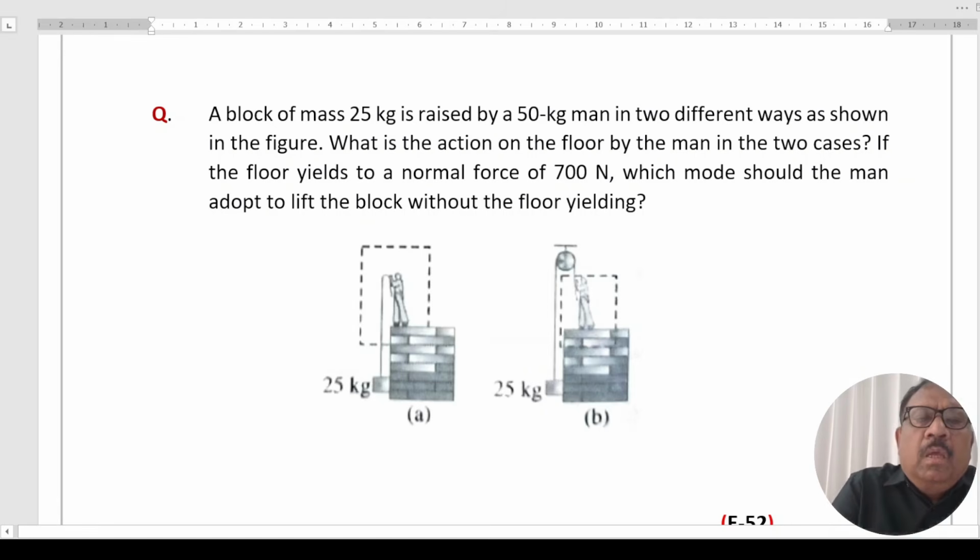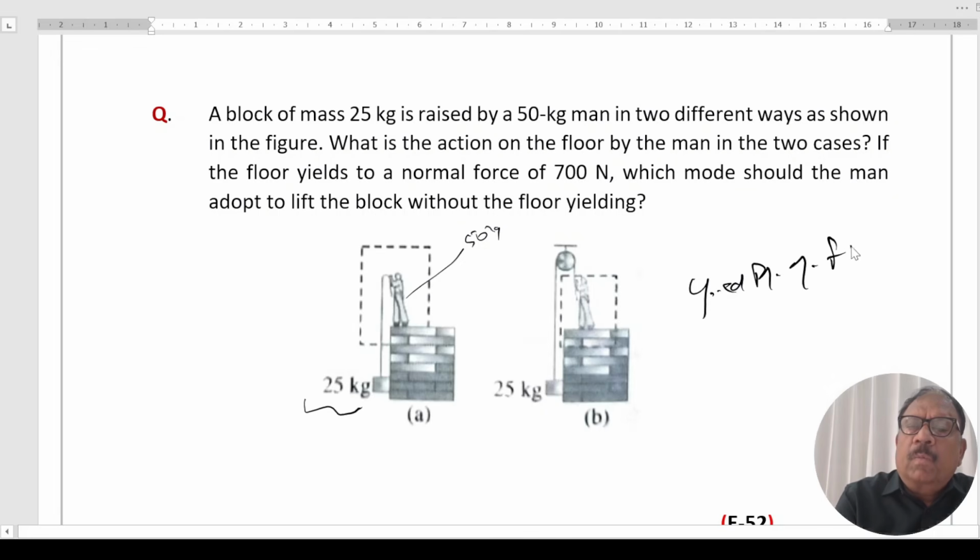Question is, a block of mass 25 kg is raised by a man whose mass is 50 kg, in two different ways as shown in the figure. What is the action on the floor by the man in the two cases? If the floor yields to a normal force of 700 Newton, which mode should the man adopt to lift the block without the floor yielding? The yield point is given, so the floor limit is 700 Newton.